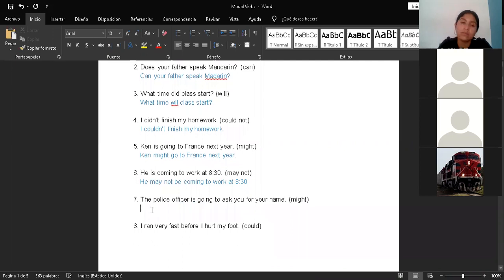7, it says in here, the police officer is going to ask you for your name. Acá en esta oración, como ya la tengo, me está diciendo lo que va a pasar. Pero ¿cómo puede ser nada más una posibilidad? How can I say it as a possibility? The police officer what? Might ask for your name. Might ask your name. Very good.